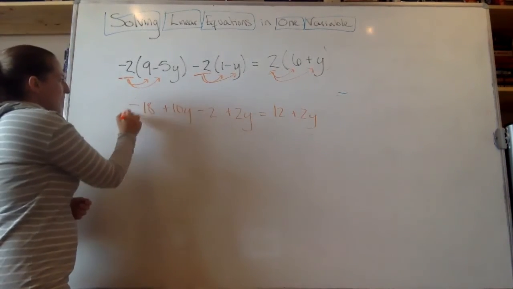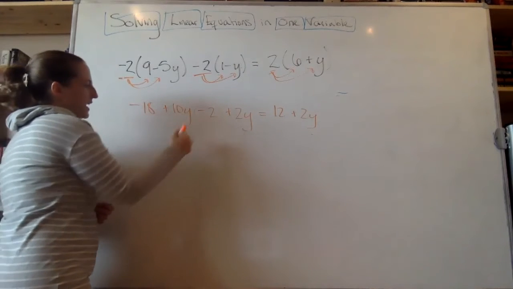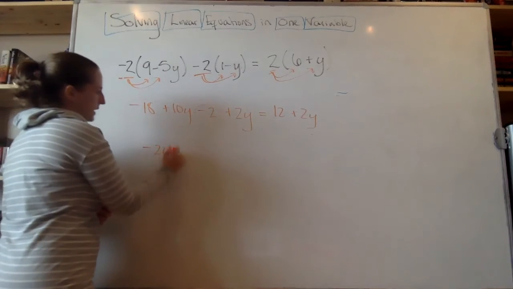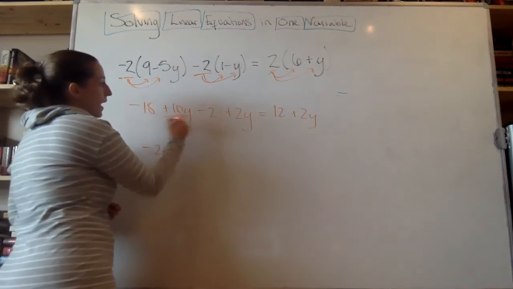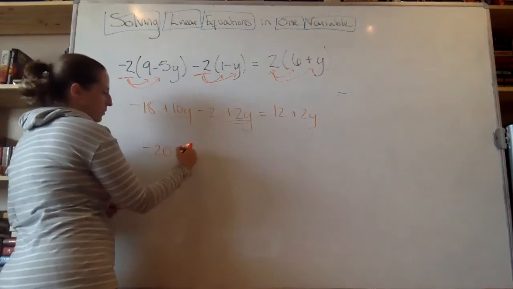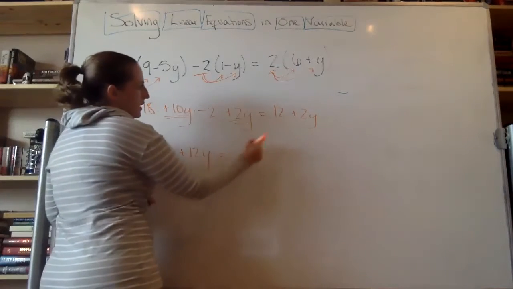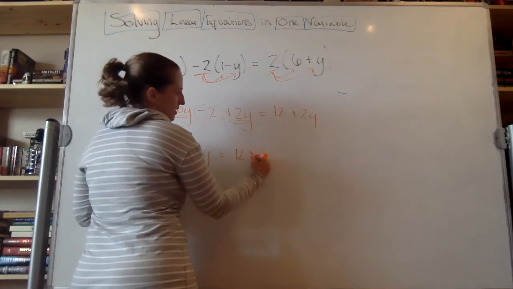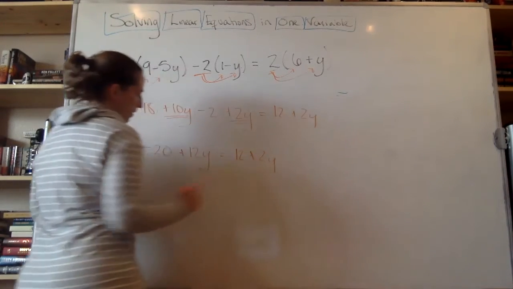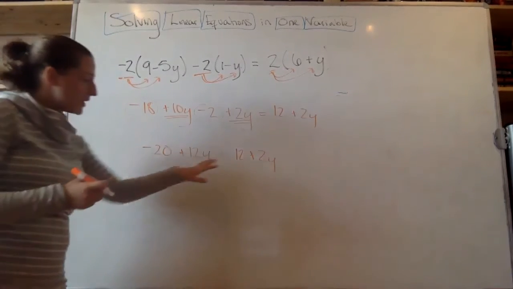So here I've got -18 minus 2. Well, if I have -18 and I take away 2 more, I'll be at -20. Here I have 10 y's. I've got 2 more y's here. If I've got 10 of something and I add 2 more, that leaves me with 12 of that thing, so 12y. Equals over here, there's nothing to combine, really. All right, so now we've combined everything that we can on each side of the equal sign.